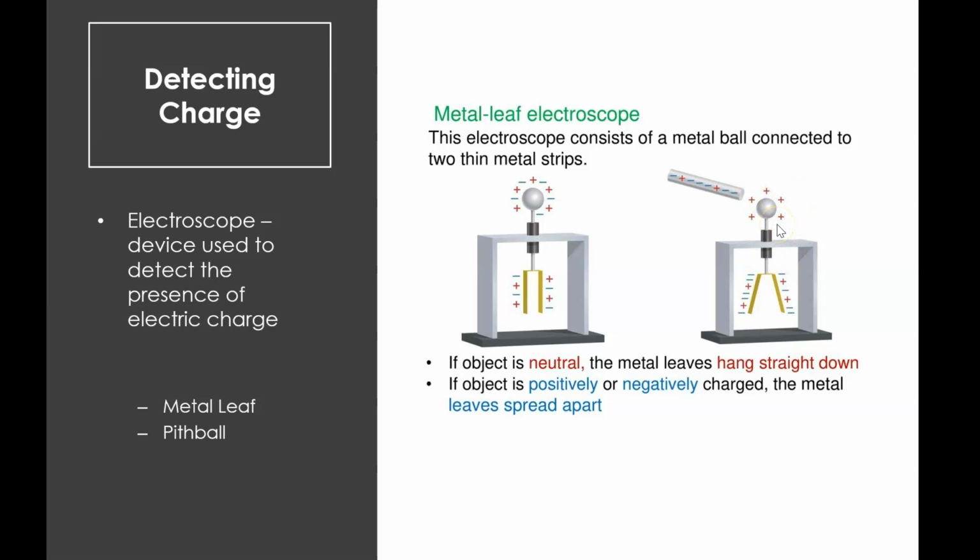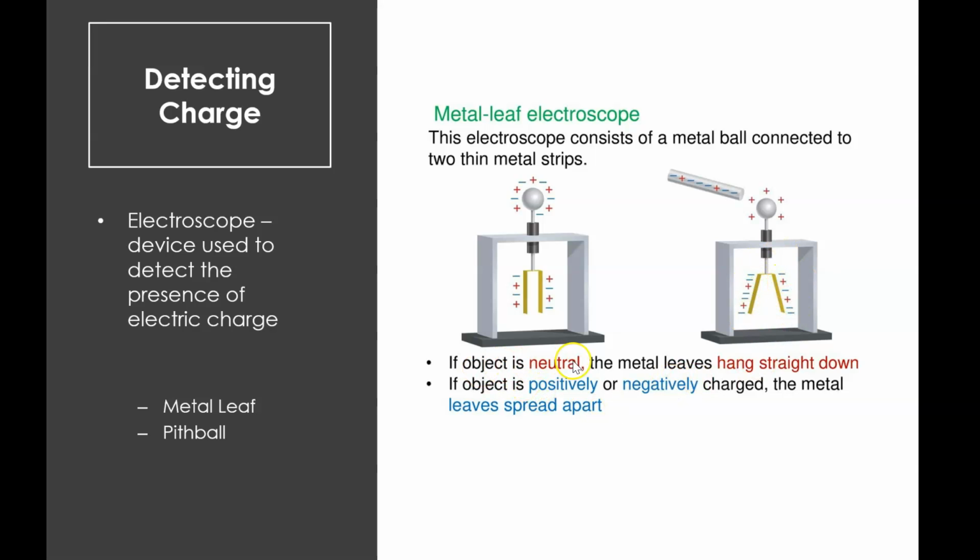The only thing that will happen differently is that instead of the electrons moving down into the metal strips, the opposite's going to happen. The negative electrons will move up towards the metal ball, because they are attracted to it if it was positively charged, okay? Leaving these strips more positively charged. And when you bring 2 positively charged objects close together, they will repel each other. So the same thing would happen.